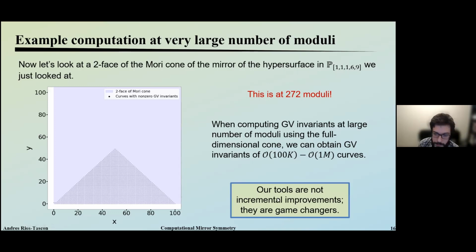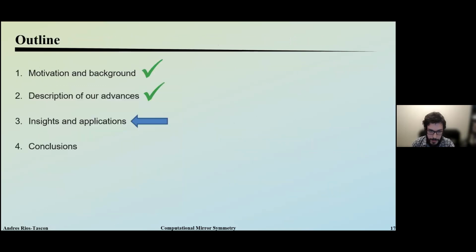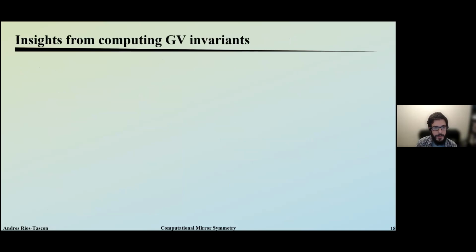But what I want you to take away from this is that our tools are not just incremental improvements, like we made instanton counting a little bit faster. They're really game changers, and they allow us to study regions of the landscape that were completely inaccessible before. So now let's briefly talk about some insights and applications for our tools.